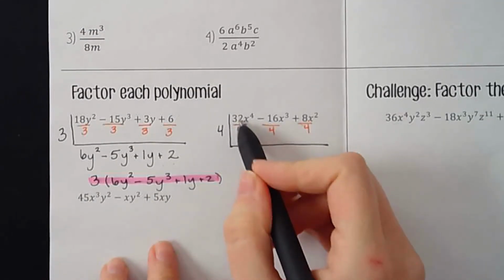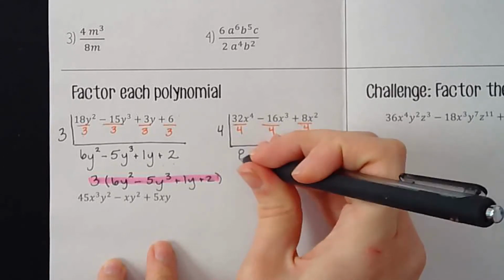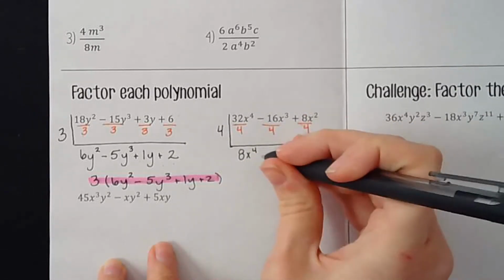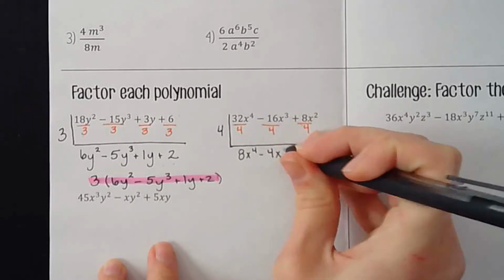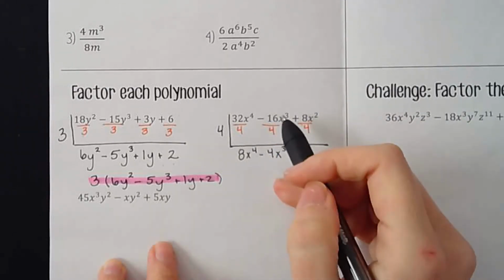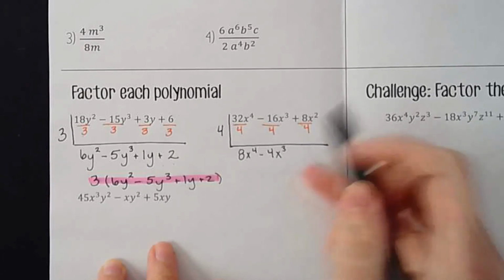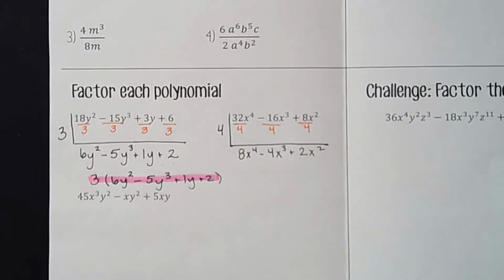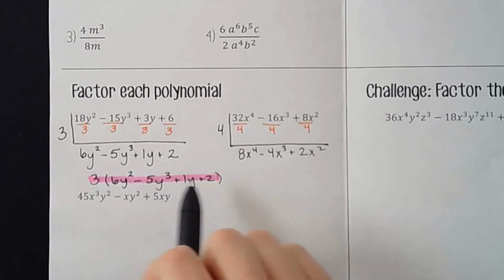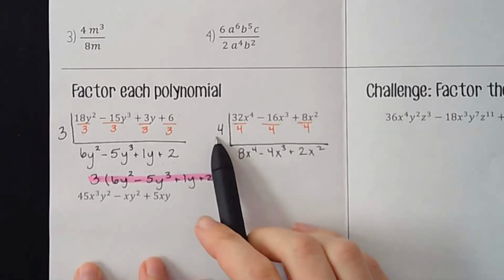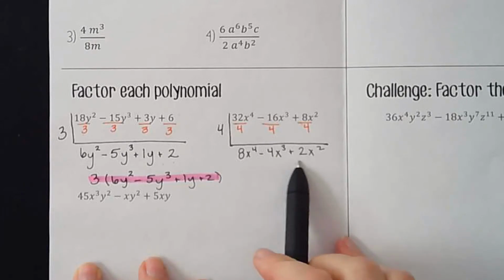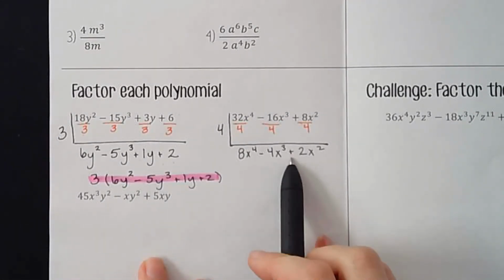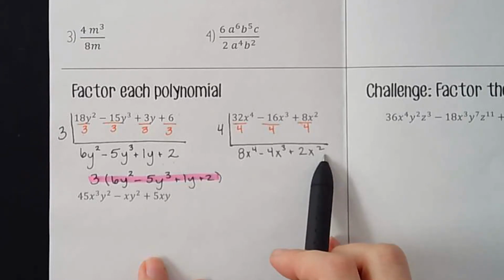So now I have 32 divided by 4 is 8x to the 4th power. Negative 16 divided by 4 is negative 4x to the 3rd power. Positive 8x squared divided by 4 is positive 2x squared. So now that I've factored out my 4, I look at the polynomial I have, 8x to the 4th minus 4x cubed plus 2x squared.